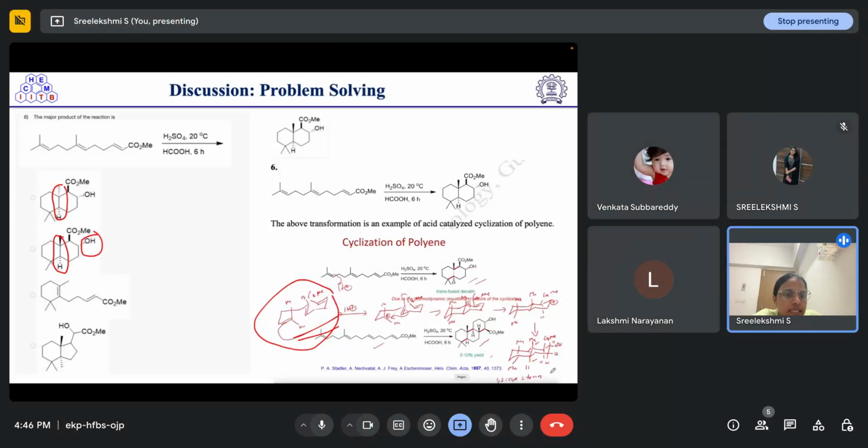If we draw the chair conformation, the stereochemistry also we can explain. Here, as we can see, this methyl is upwards, this proton is downwards, right? Yes. In the ring junction, so that will create a trans ring junction. And here we can see this ester is equatorial and this OH is equatorial, so 1,2-diequatorial means it will be trans. So the relation between this ester and this OH will be trans.